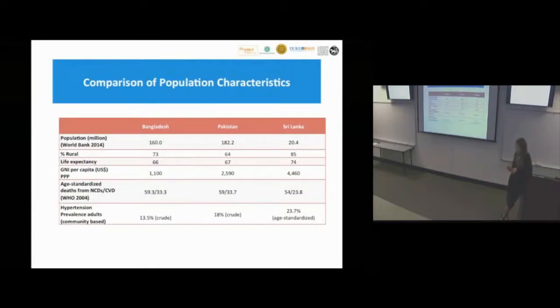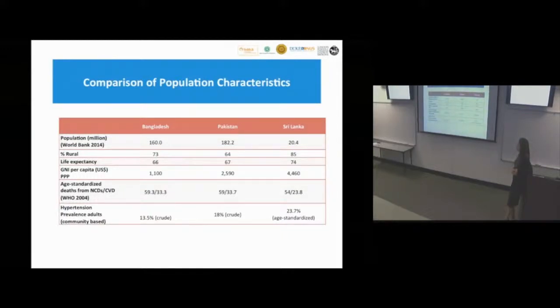Other population characteristics in the 3 countries: they're populous countries, Bangladesh and Pakistan. Population is about 160 to 180 million. Sri Lanka is a little bit smaller. It's still predominantly rural, although progressively urbanizing, about 70% on the whole of the population lives in rural areas. And life expectancy is in the high 60s. Sri Lanka is a little bit higher.